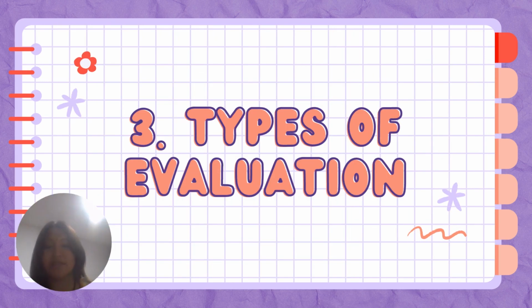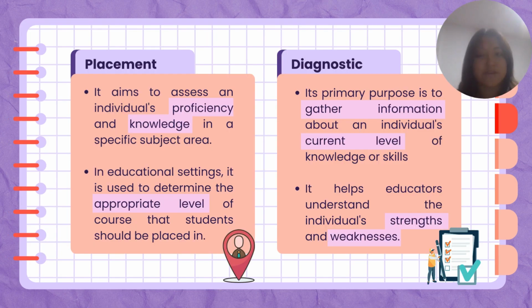So now let's talk about the types of evaluation. Okay, so first let's start with placement evaluation. The purpose of this assessment or evaluation is to assess an individual's proficiency and knowledge in a specific subject area. They are often used in educational settings to determine an appropriate level of courses or programs that students should be in, ensuring that they are challenged but not overwhelmed.